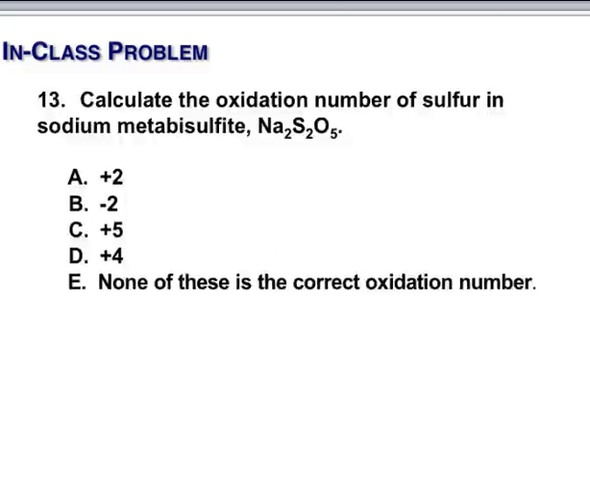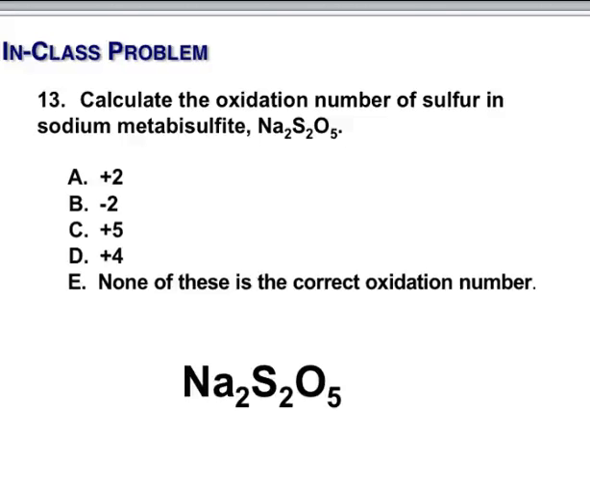All right, the oxidation number of sulfur in this guy. Well, on the exam, you'll have it two ways, I think. You'll have something that looks like this, and you'll have to enter the numbers, or you'll have multiple choice. Same thing.